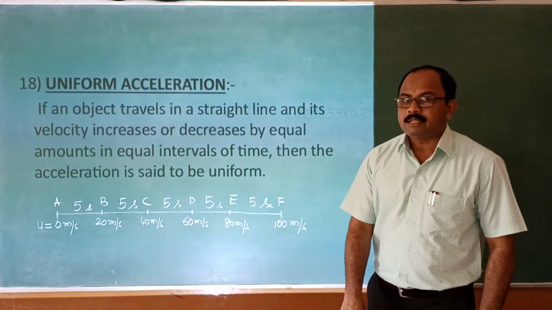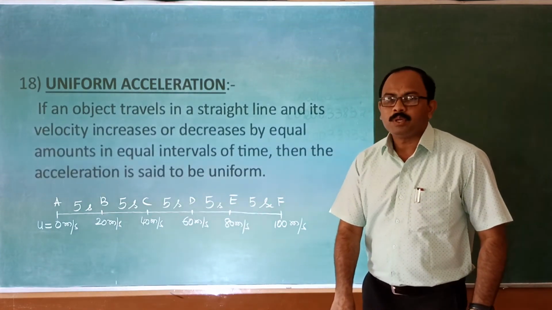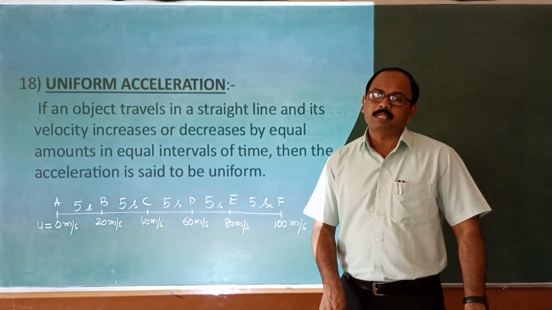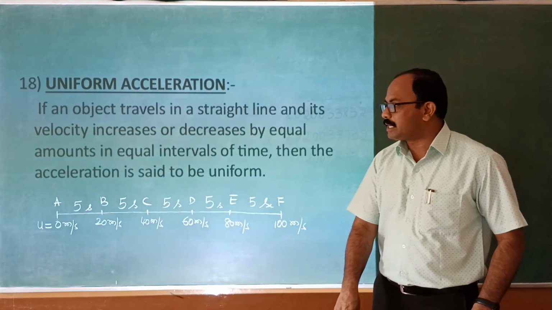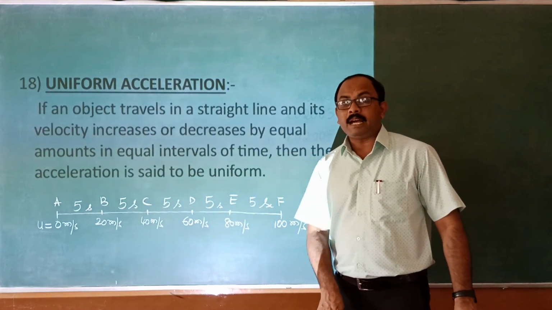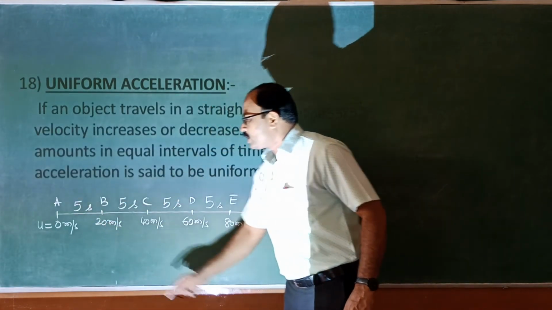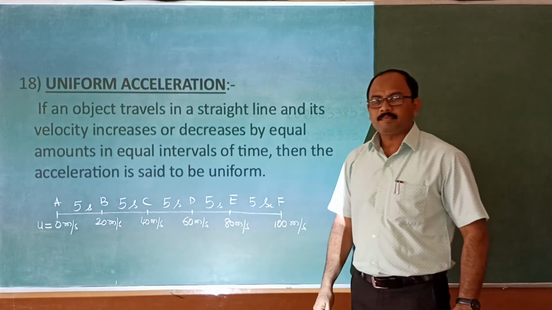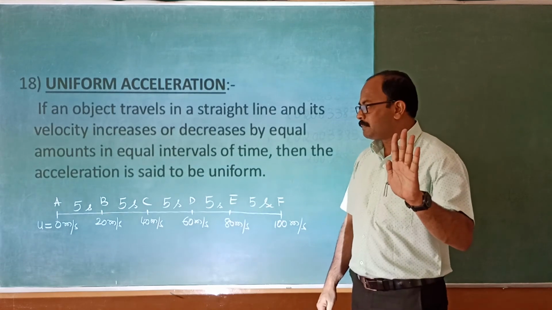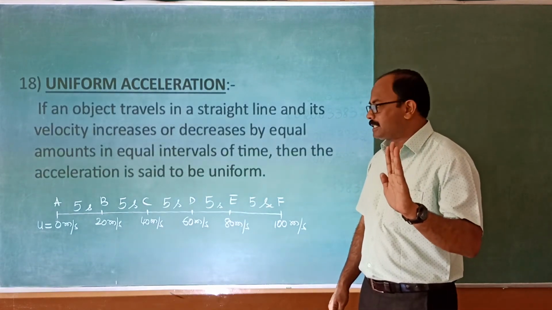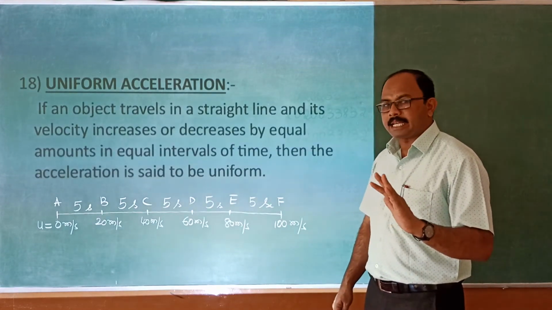Consider the velocity. The velocity is 0. We call that the initial velocity, children. It's represented by small u. Initial velocity is 0 meter per second. After a time interval of 5 seconds, its velocity became 20 meter per second. Then from B to C, again with a time interval of 5 seconds, velocity changes to 40 meter per second. After 5 seconds, it became 60 meter per second.